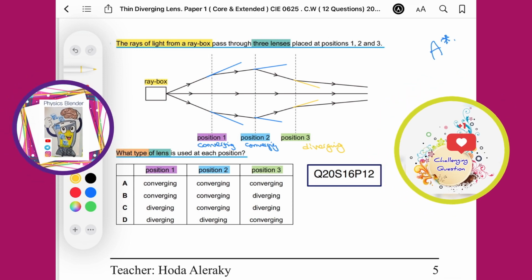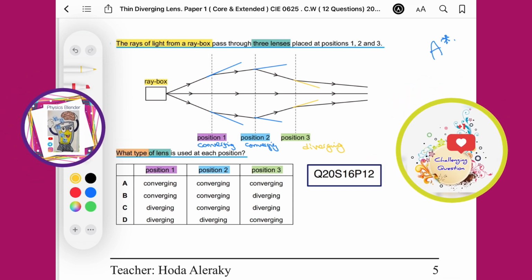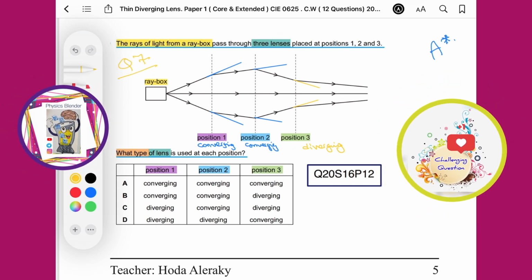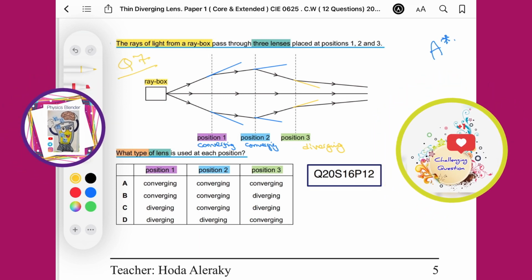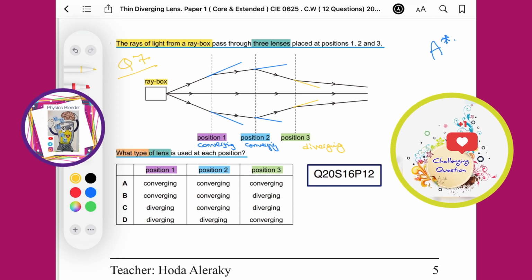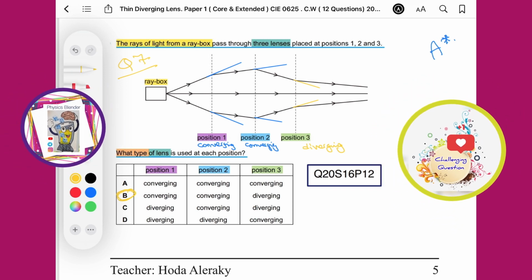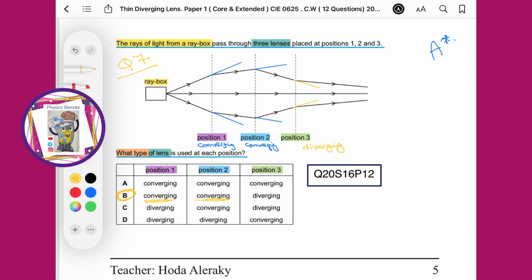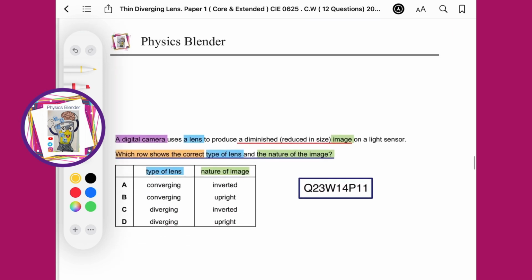Okay guys, so this is question 7, which is challenging. The answer of question 7 is B. We have converging, converging, diverging. It's a challenging question. Let's move on.